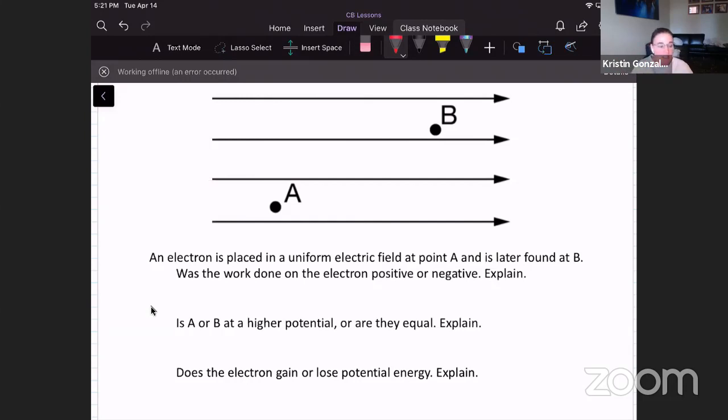So here we have an electron that's placed in a uniform electric field at point A and is later found at point B, right? So the electron, I'm going to put a little negative here, is starting at position A, and then later on it's going to be at position B. So we want to know, is the work done on this electron positive or negative? And explain, is A or B at higher potential, or are they equal? And explain, does the electron gain or lose potential energy? I'm going to give you just a second here to think about that.